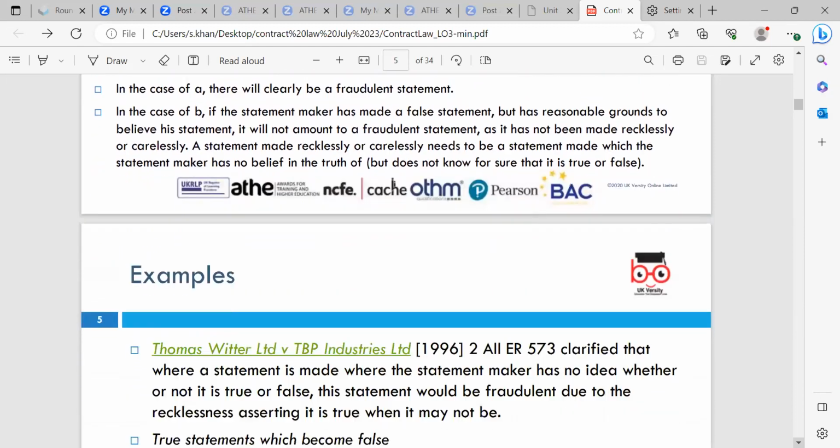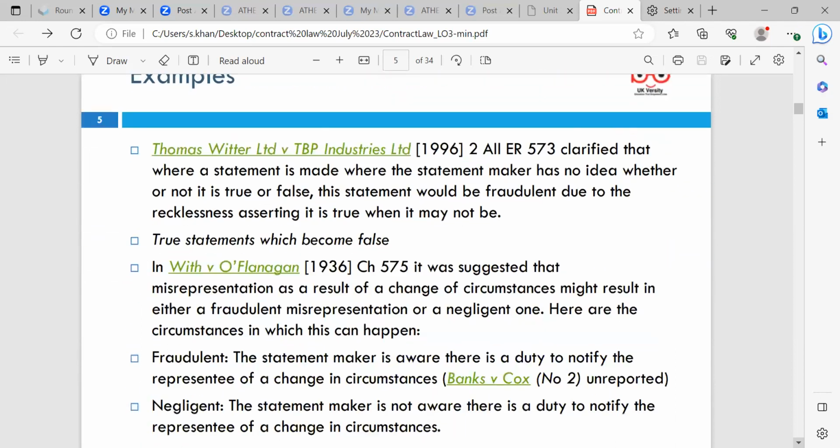So some examples here in case law. The first case is Thomas Witter v TBP Industries Limited, 1996. In this case, it was clarified that where a statement is made where the statement maker has no idea whether or not it is true or false, this statement would be fraudulent due to the recklessness in asserting it is true when it may not be.